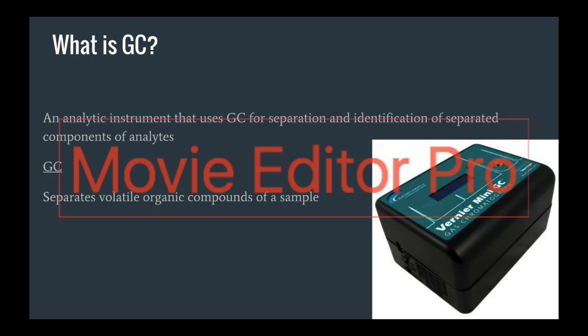Gas chromatography, or GC, is a quantitative method that is used for separation of volatile organic compounds in a given sample. Separation occurs as a result of a unique equilibrium established between the solutes and the stationary phase, or the GC column, and an inert carrier gas carries the solutes through the column.